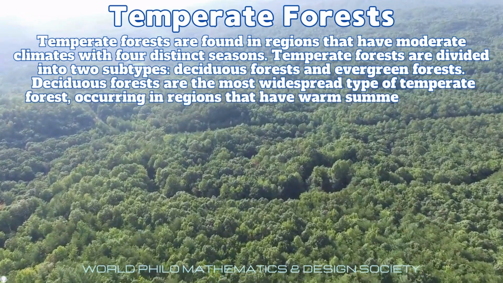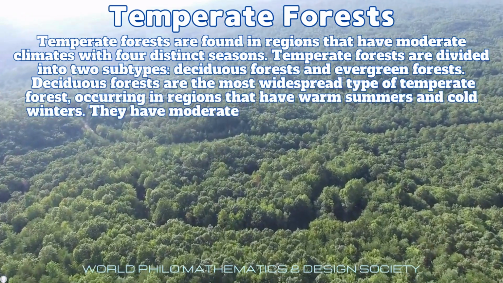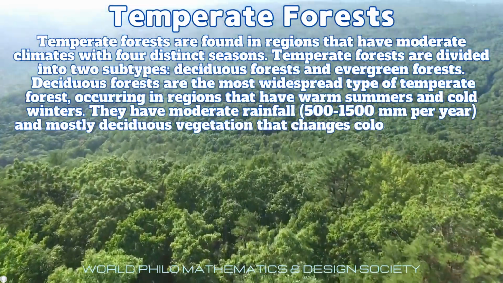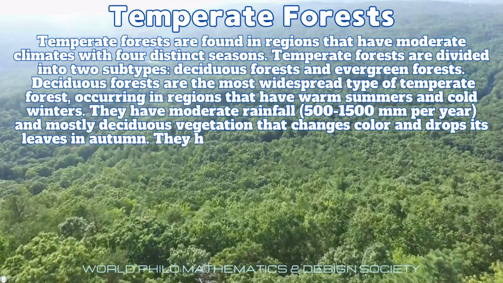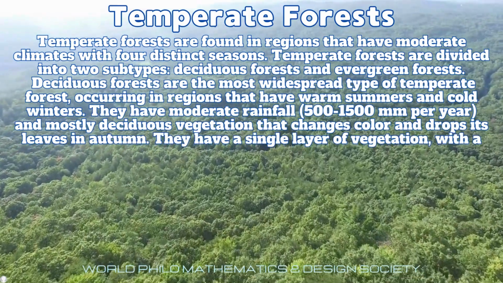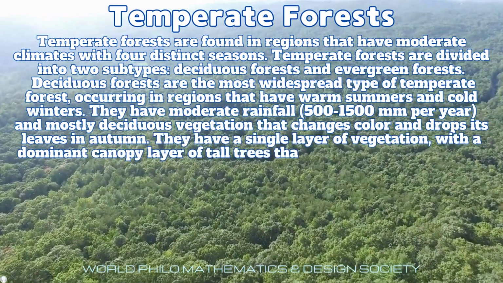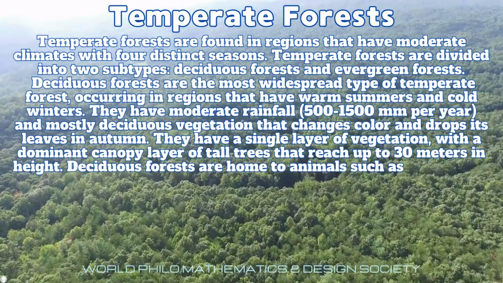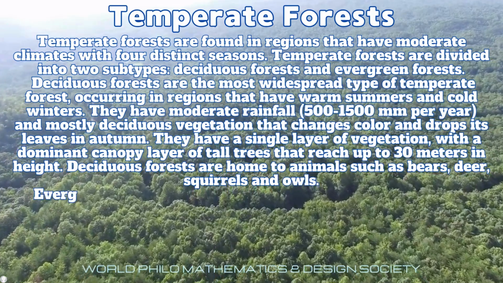They have moderate rainfall, 500 to 1500 mm per year, and mostly deciduous vegetation that changes color and drops its leaves in autumn. They have a single layer of vegetation with a dominant canopy layer of tall trees that reach up to 30 meters in height. Deciduous forests are home to animals such as bears, deer, squirrels, and owls.